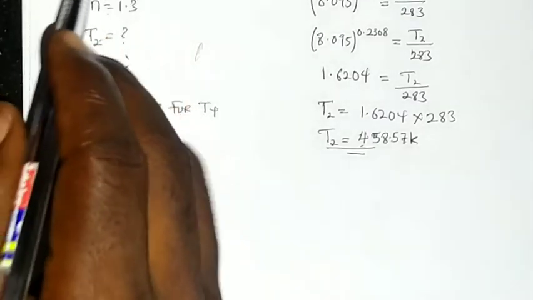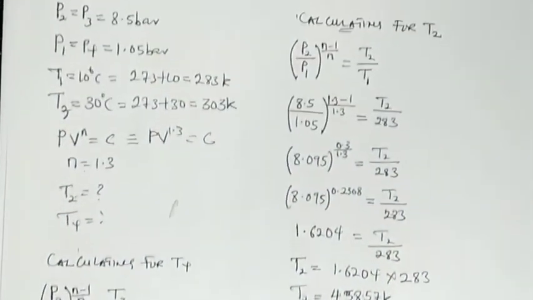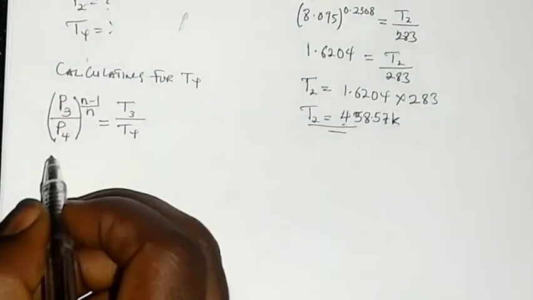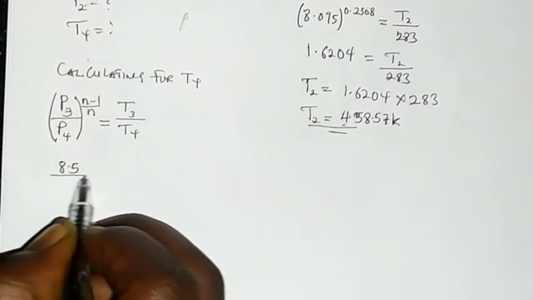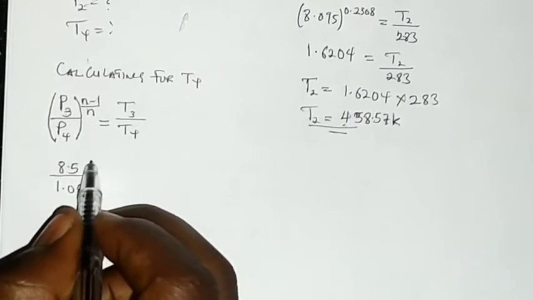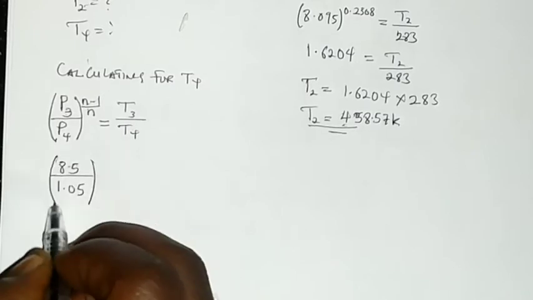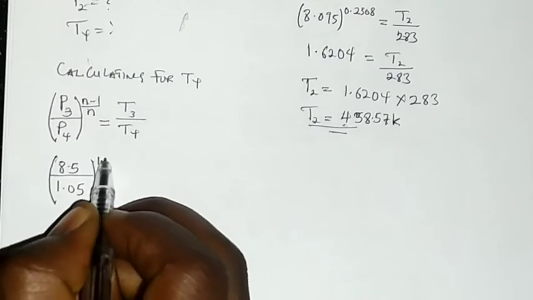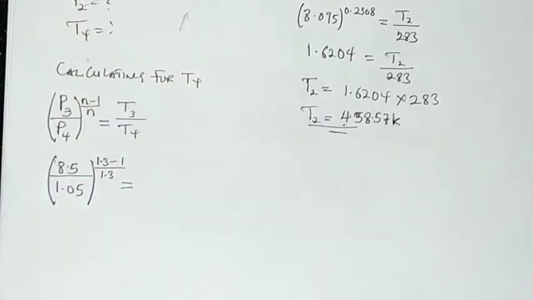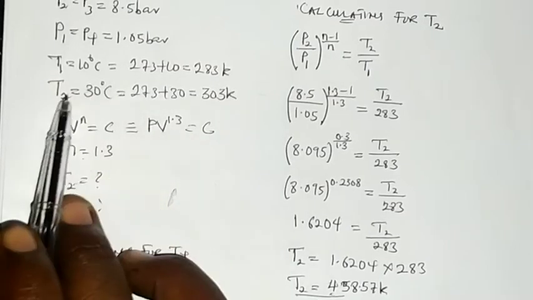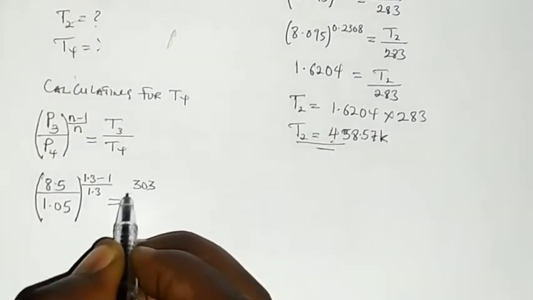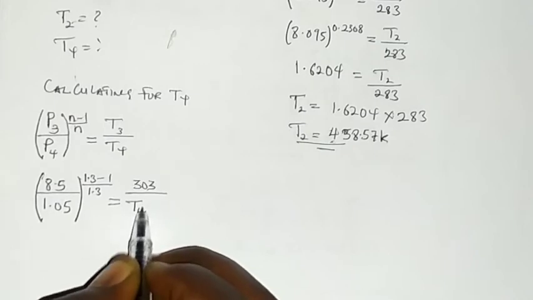My P3 is given as 8.5 bar. So I have 8.5 all over P4, which is 1.05, also raised to the power of (1.3 minus 1) all over 1.3, equals T3 over T4. T3 is given as 303 Kelvin. So I have 303 over T4. Is that okay?